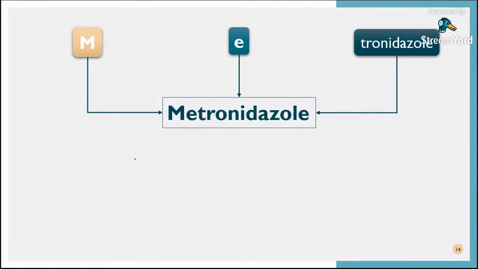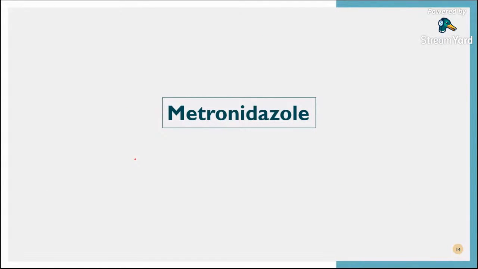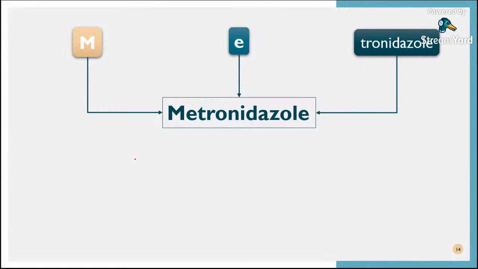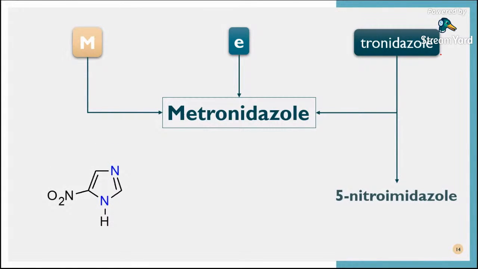So once again, I will repeat the things for you. The word metronidazole, you have to break it down in this fashion: M plus E plus tronidazole. Tronidazole is nothing but the nitroimidazole. So this is the structure of 5-nitroimidazole.